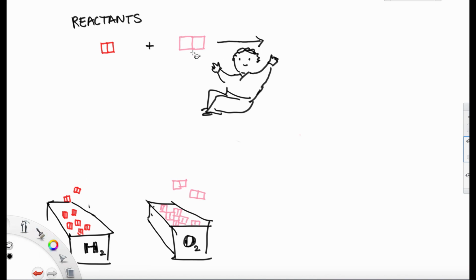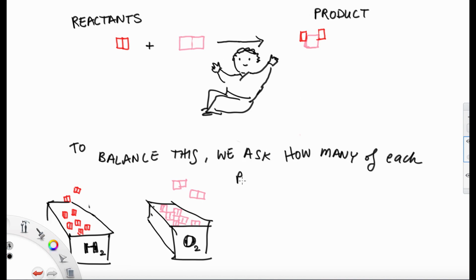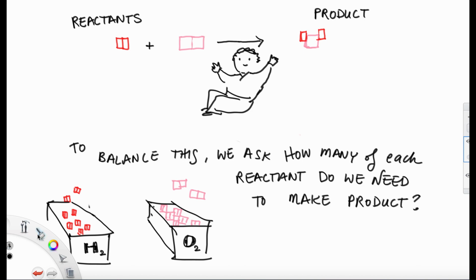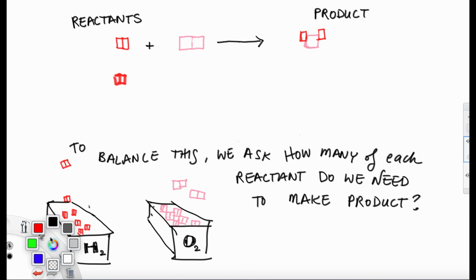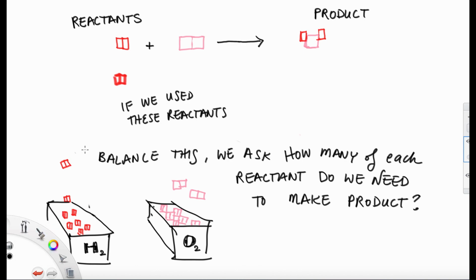And what do we make out of this? We make some water. We make some H2O. This is the product. So to balance this, we ask how many of each reactant do we need to make the product? Well, in this situation, if we used these reactants, then we can make this product.